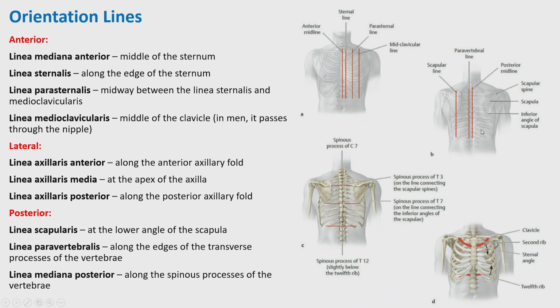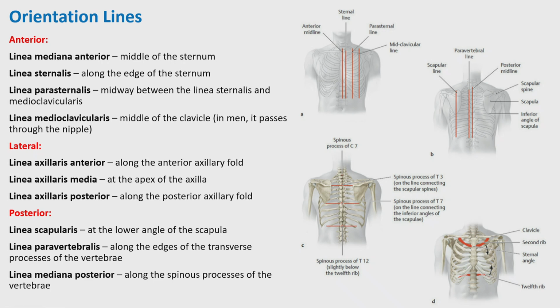And posteriorly, in the midline, we have the posterior median line, which is called the linea mediana posterior. Then the line which is passing through the edge of the transverse process of the vertebra is called the paravertebral line. And finally the scapular line, which is passing the inferior angle of the scapula. So those are the lines that you have to know.